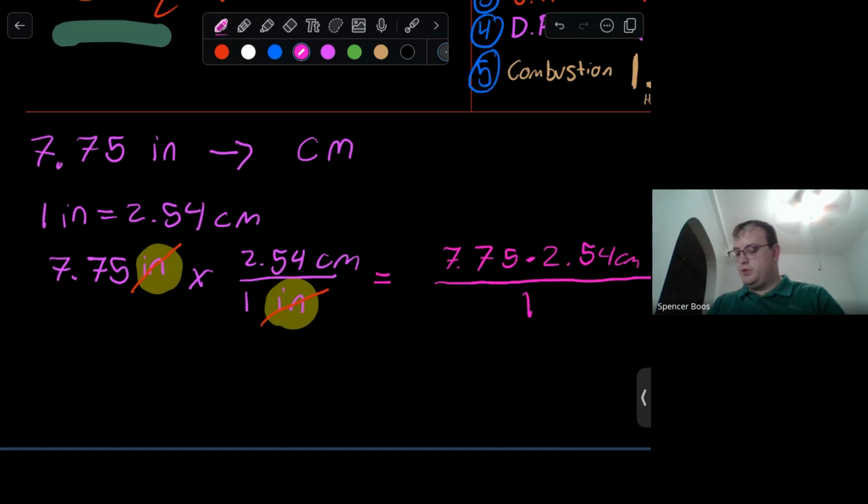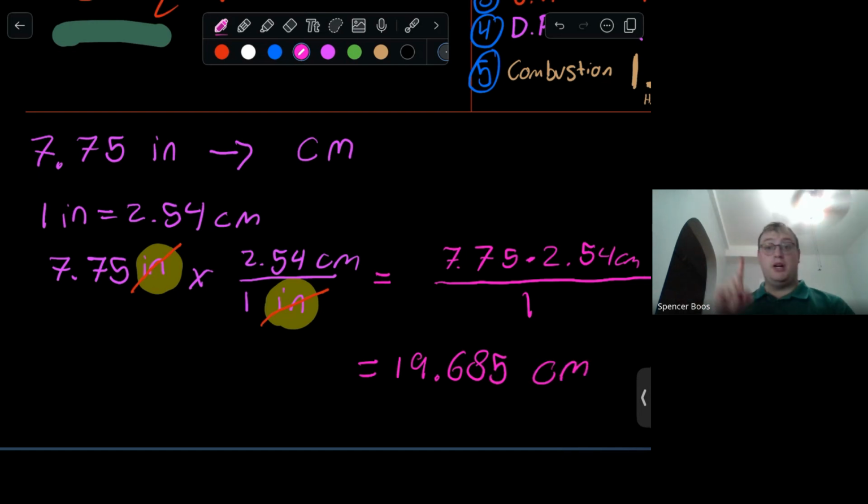And I do 7.75 times 2.54. And I get this is equal to 19.685 centimeters. Pause. You may say, great, right? Fun. Your answer would be marked as incorrect.